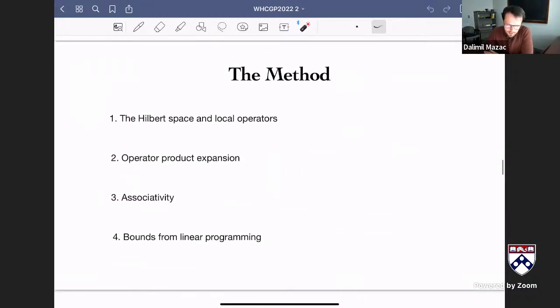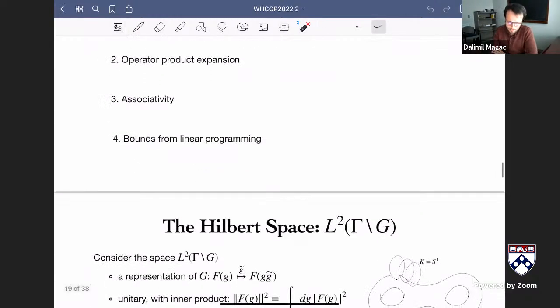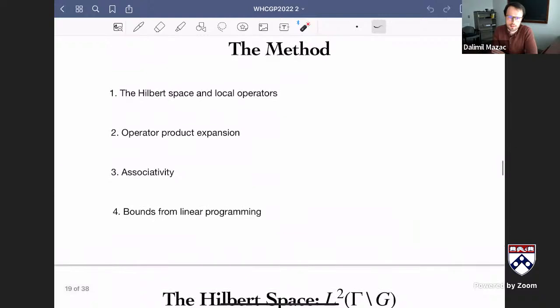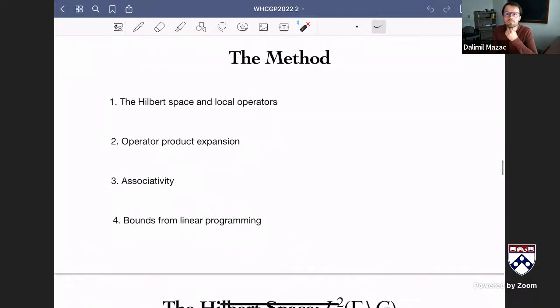Okay, so that's the results, and now in the rest of the talk I'll describe the method. And the method follows the blueprint of the conformal bootstrap. So first we need some Hilbert space and local operators. Then we'll need some operator product expansion. And by imposing associativity, we get bounds from linear programming. Are there maybe any questions so far?